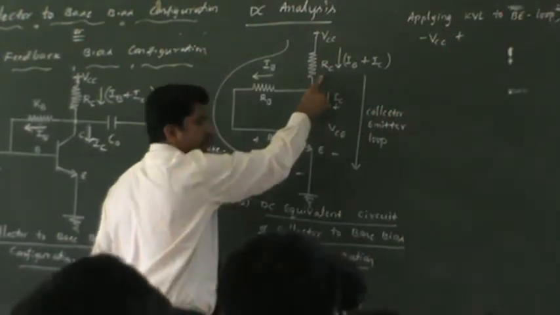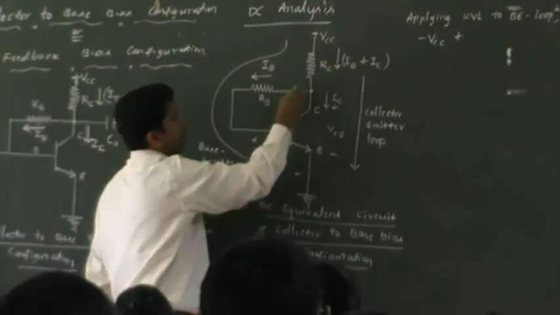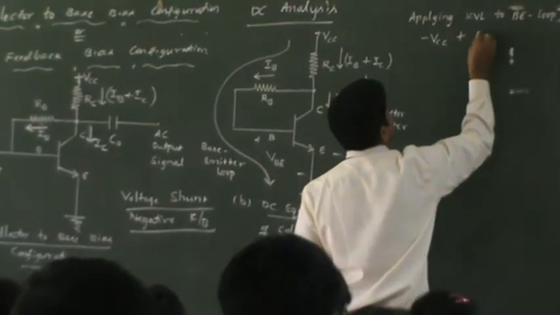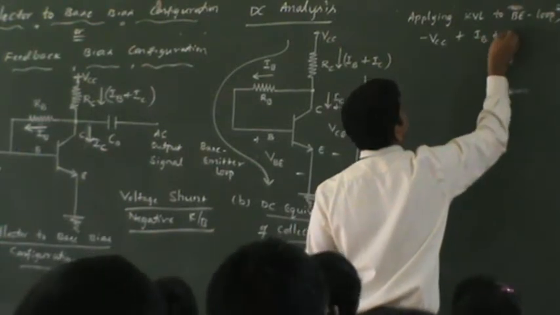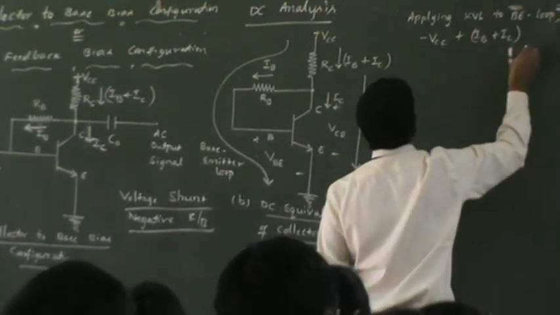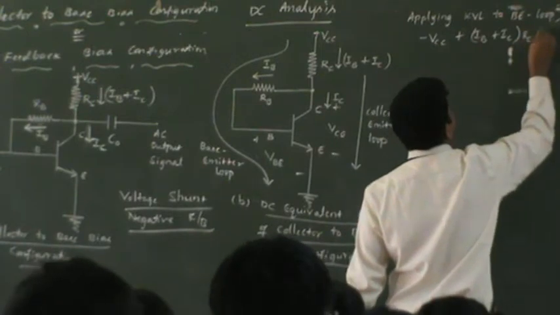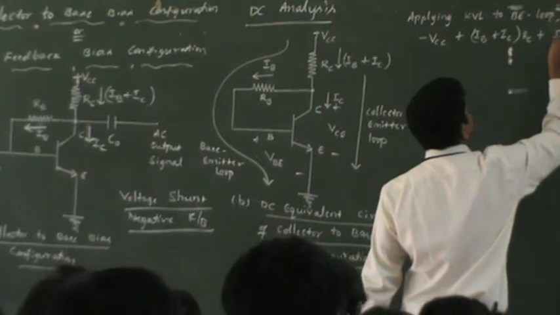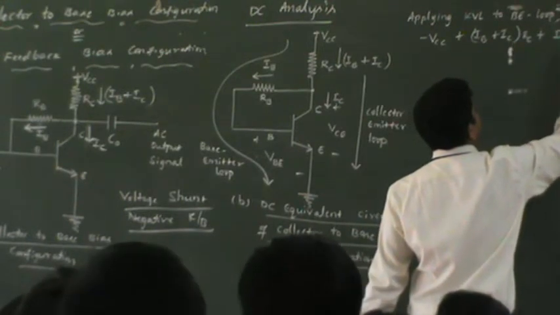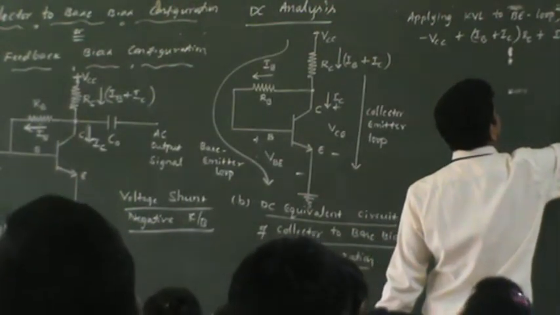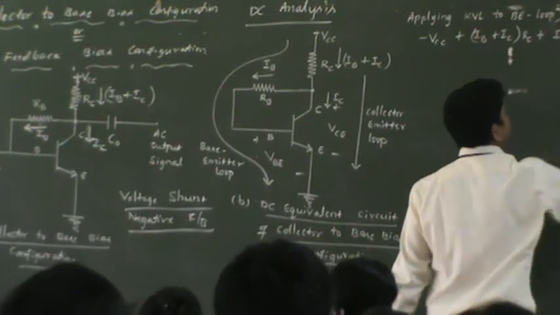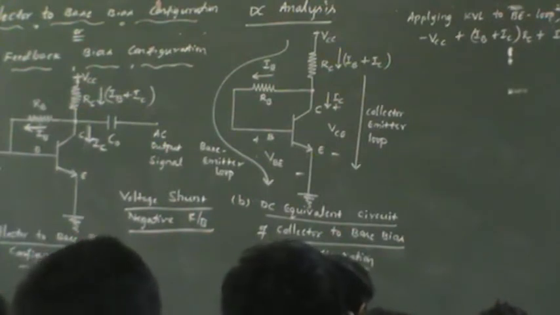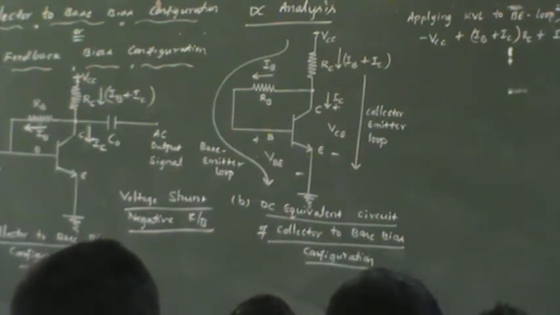You get minus VCC plus the drop across RC, since I am going in this fashion and in my path there is an RC. What is the drop across RC? That is (IB plus IC) times RC, plus IB times RB, plus VBE equals zero. Have all of you understood this equation? We just simply apply KVL to the base emitter loop.